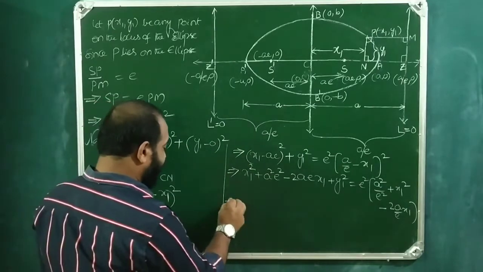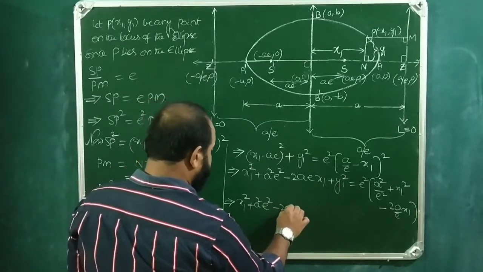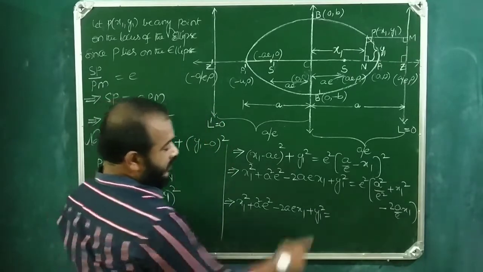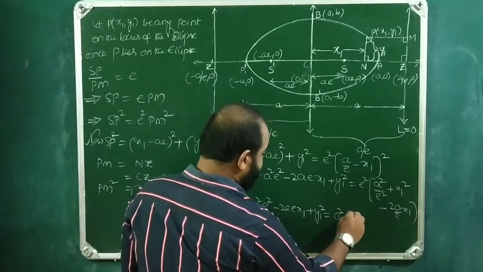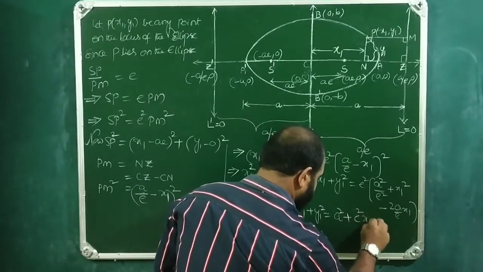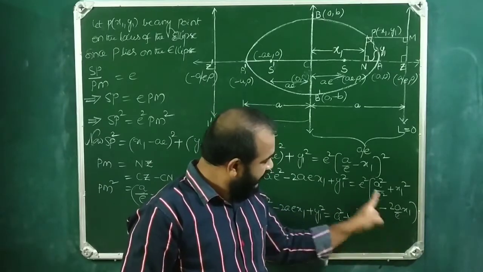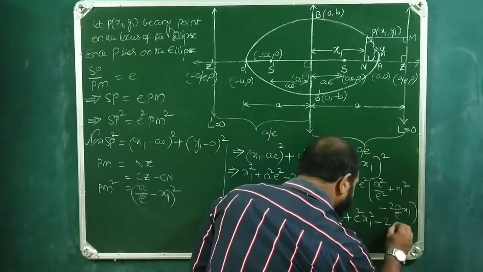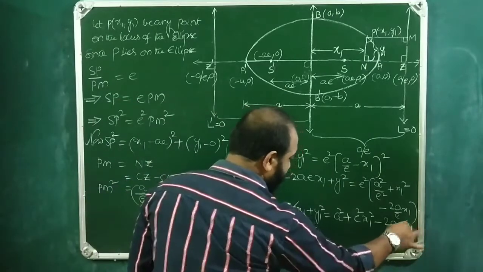This is equal to x1 square plus a square e square minus 2ae x1 plus y1 square equals e square into a square by e square. The e square gets cancelled, and we are left with a square plus e square x1 square minus e square into 2a by e x1. The e in this will be cancelled, so minus 2a x1. Minus 2a x1 on both the sides gets cancelled.